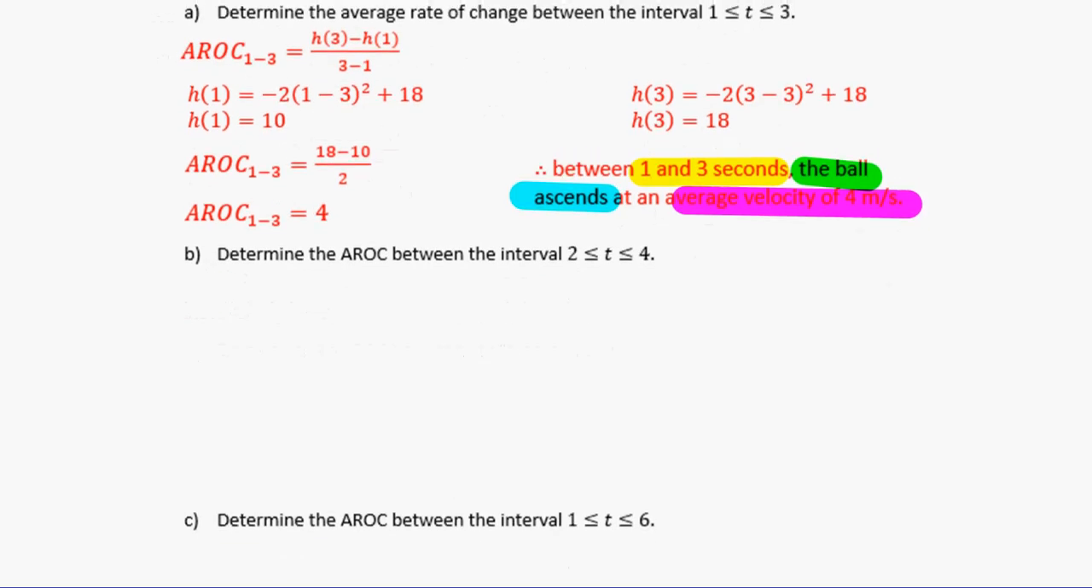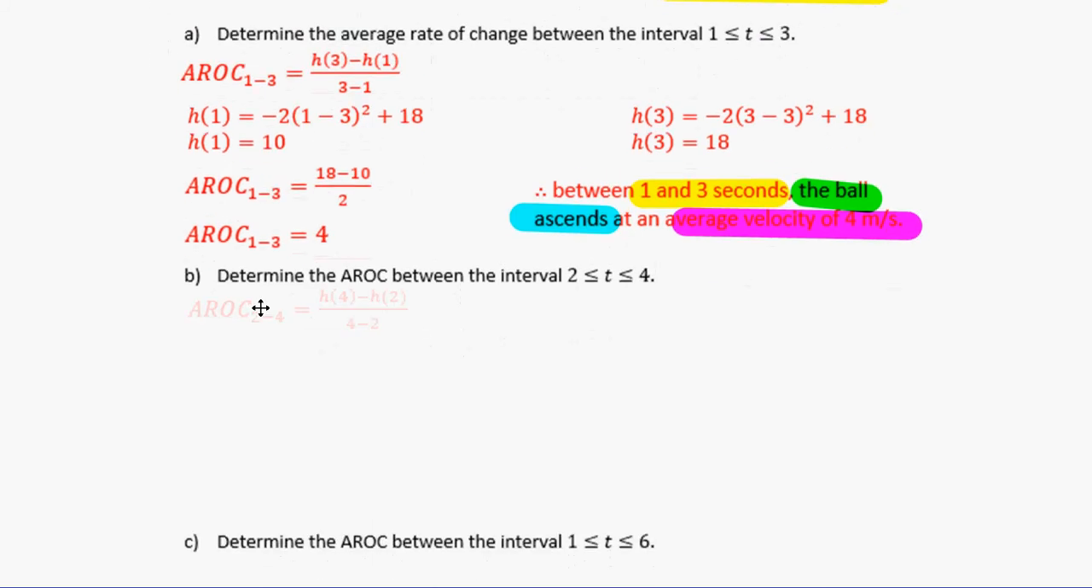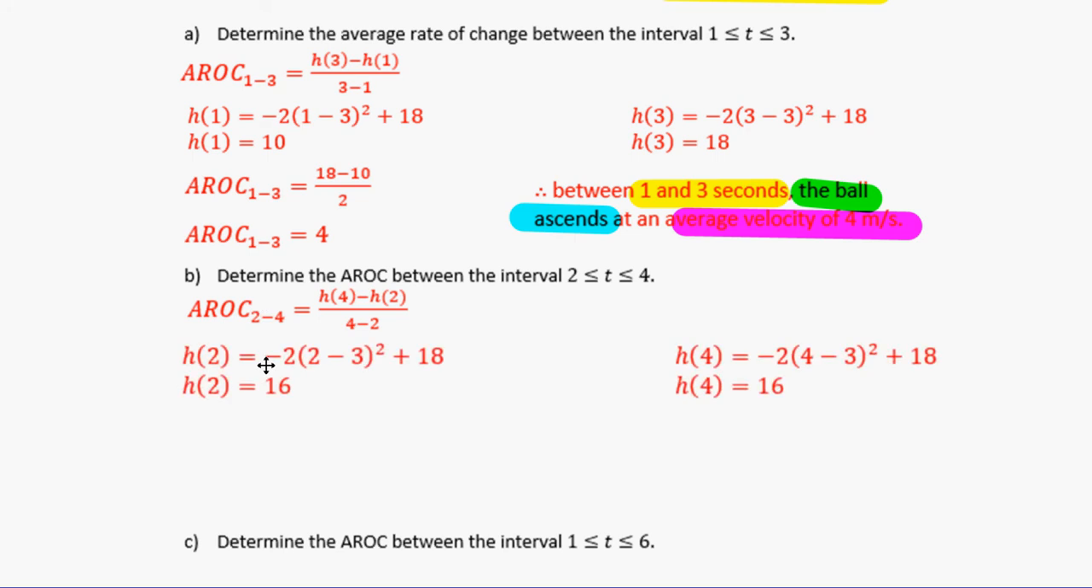So here I want the AROC between 2 and 4 seconds. So here's my equation, right? AROC, subscript 2 to 4, so h of 4 minus h of 2, instead of y2 minus y1, and then here I've got 4 minus 2, those are my x values, and the t values are given in the actual equation, so plug it in. h of 2 is equal to 16, h of 4 is equal to 16 as well, oh, that's nice, and so I'm going to have 16 minus 16, which is 0 over 2. So my AROC here is 0.